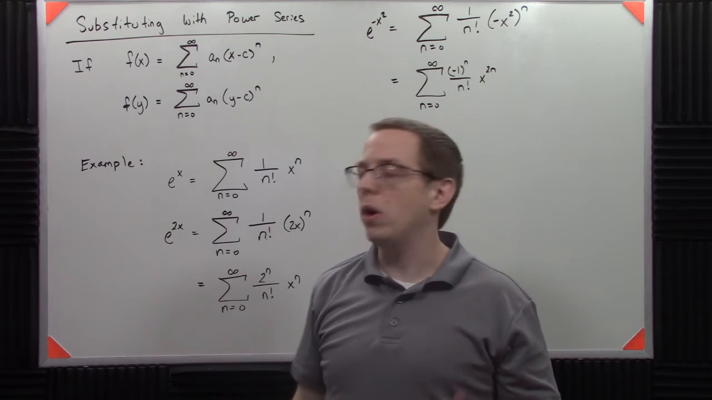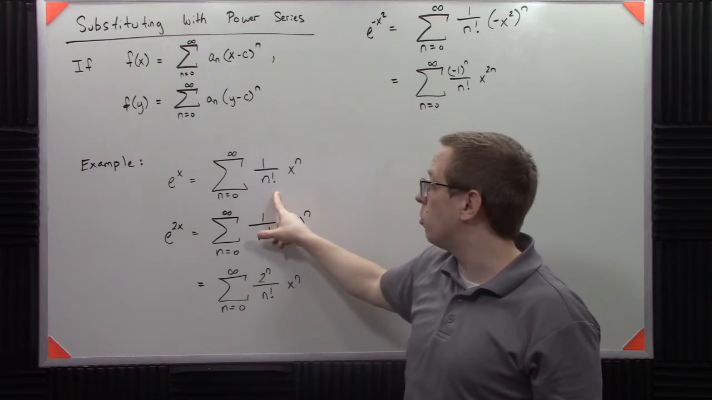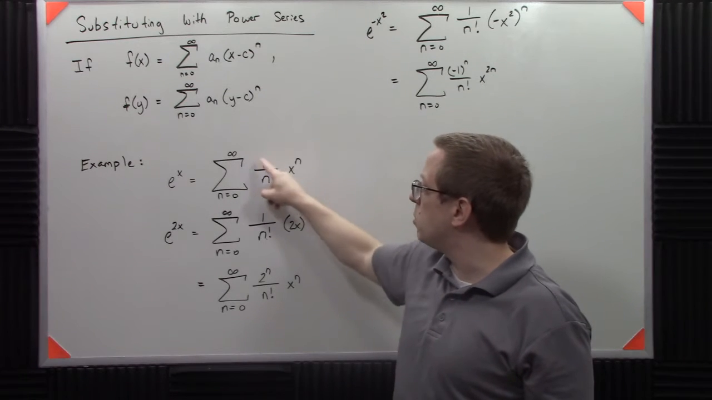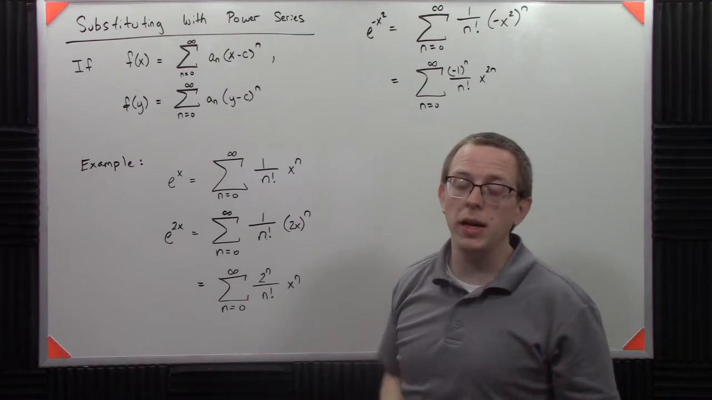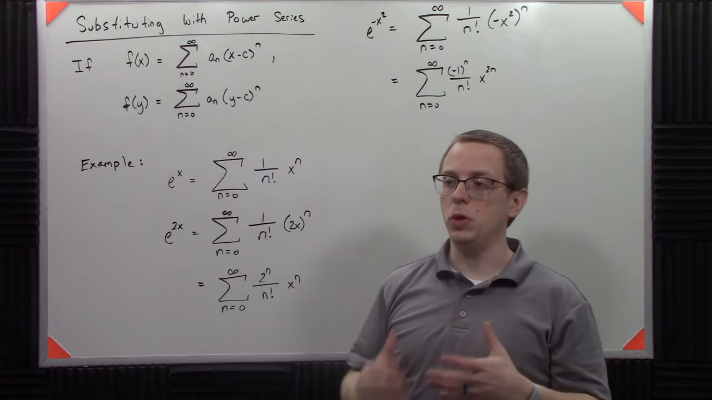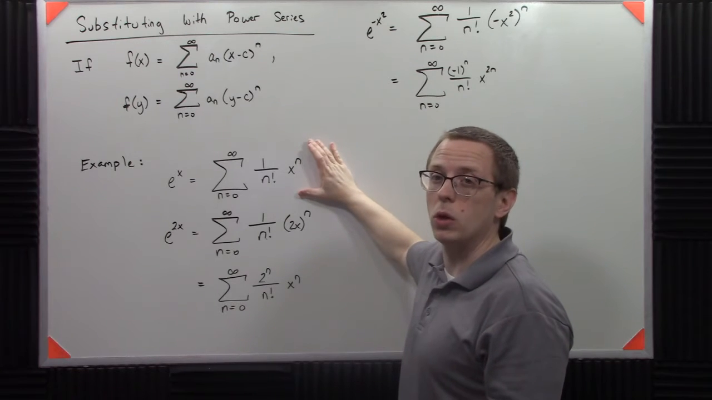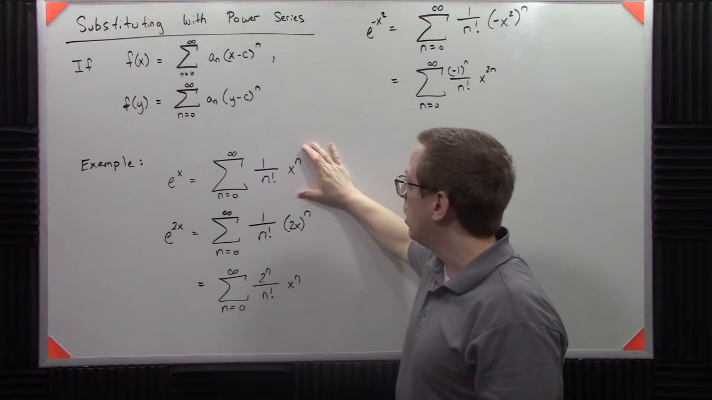Okay, what does that mean? Well, e to the x has a very well-known Taylor series or Maclaurin series: n equals 0 to infinity, 1 over n factorial x to the n. Hopefully you feel good enough about the techniques that you could generate this. It's probably the easiest Maclaurin series to generate.